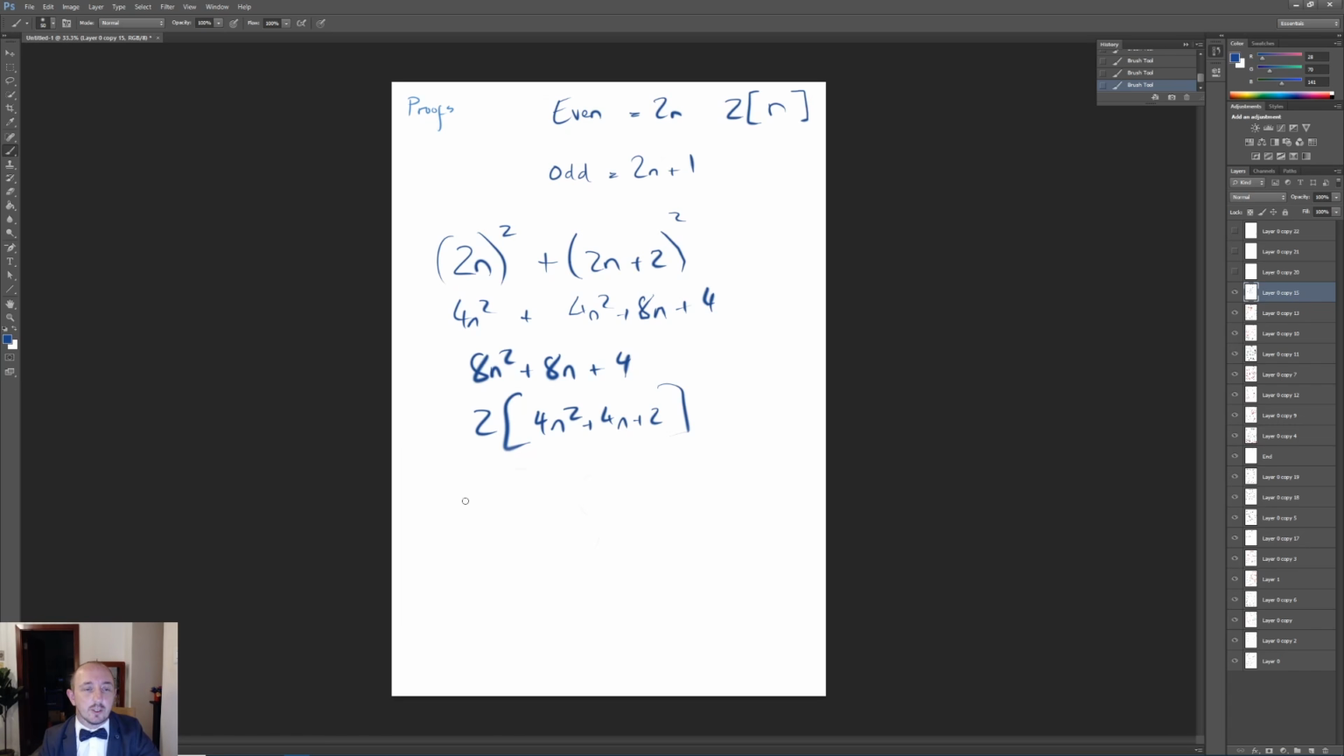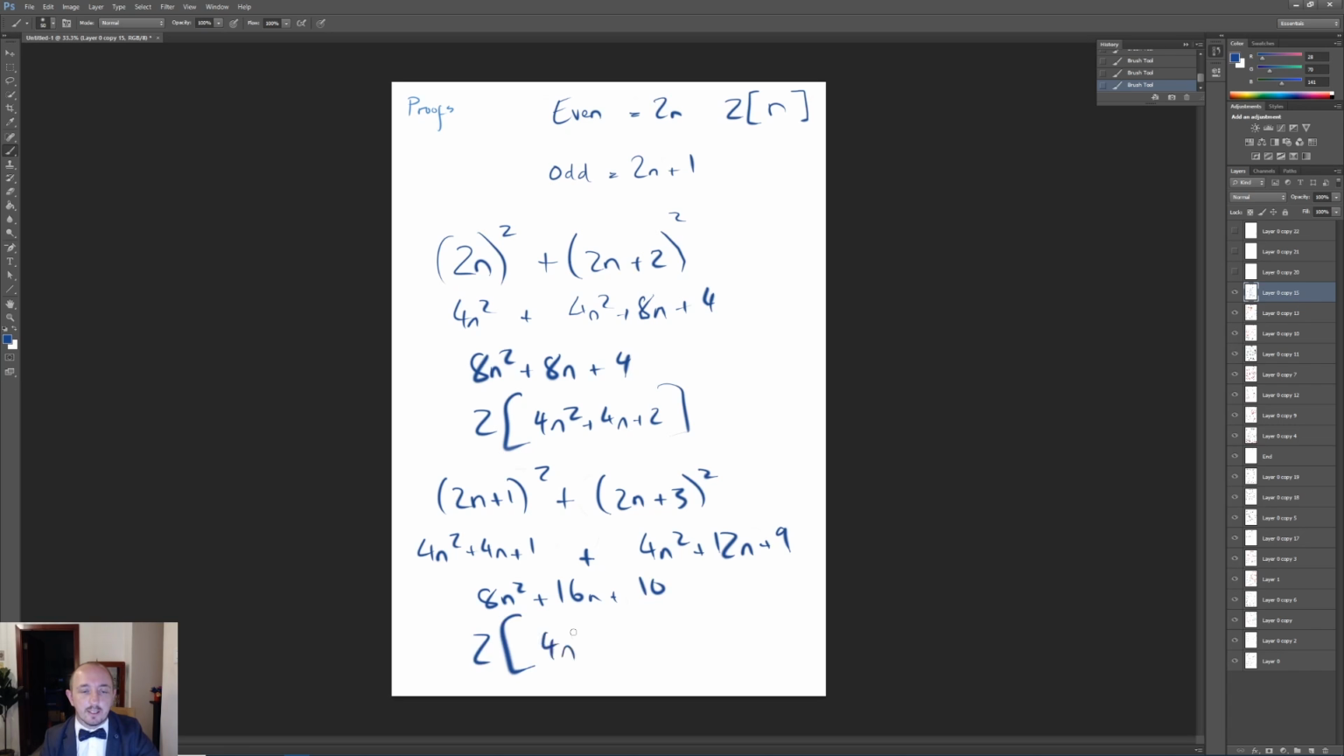If we were to take two odd numbers and their consecutive squares, so something like 3 squared plus 5 squared, that would also be even. So let's see if we can prove that. We multiply all of this out and we get 4n squared plus 4n plus 1, and then we get 4n squared plus 6n plus 6n is 12n plus 9. Add that together, we get 8n squared plus 16n plus 10, and take 2 out as a factor so that we can prove that that will always be even. No matter what's in that bracket there, it will be even. So that's how we do these proofs.